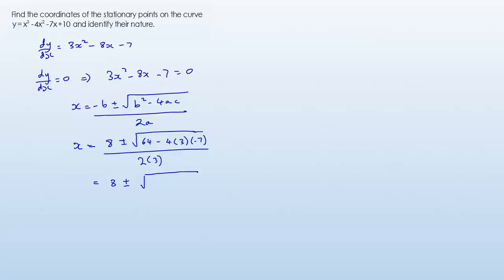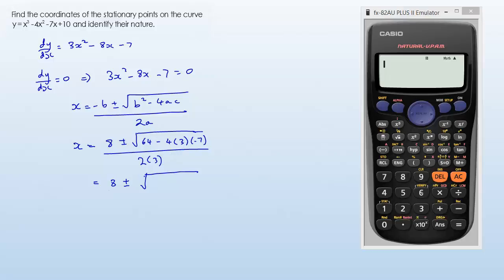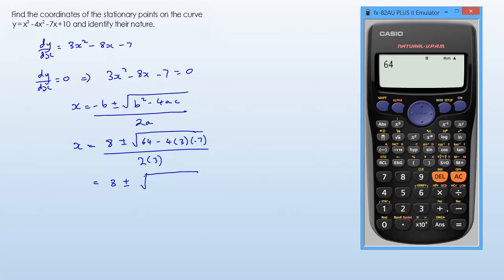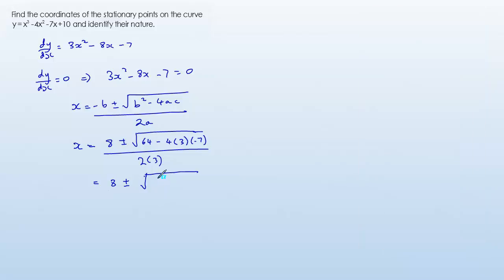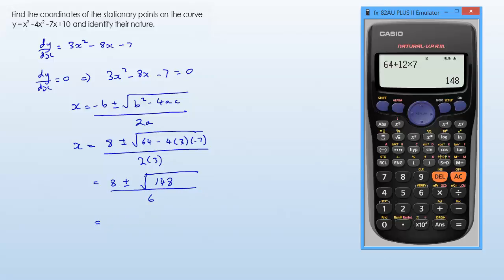So I might just get the calculator to do that. So 64 add 12 times 7. It's easy enough to do without a calculator, I'm just trying to speed things up. 148, and that's all over 6. So I don't think we're going to get anything particularly nice out of this. We just need to calculate it.